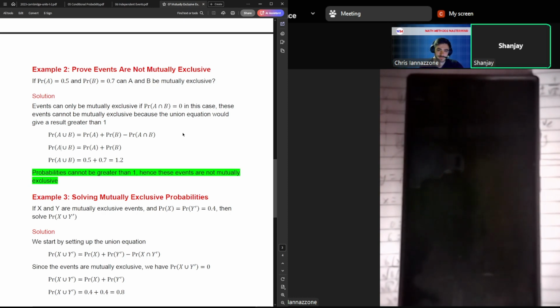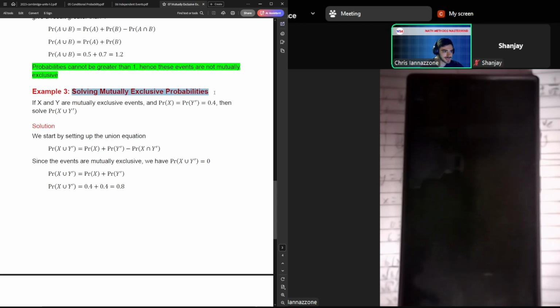Clear enough? So if we consider the probability of the intersection between two things to be 0, and then we add the two different probabilities, and it turns out to be greater than 1, we say that these events are not mutually exclusive. Yeah, precisely. Exactly right.